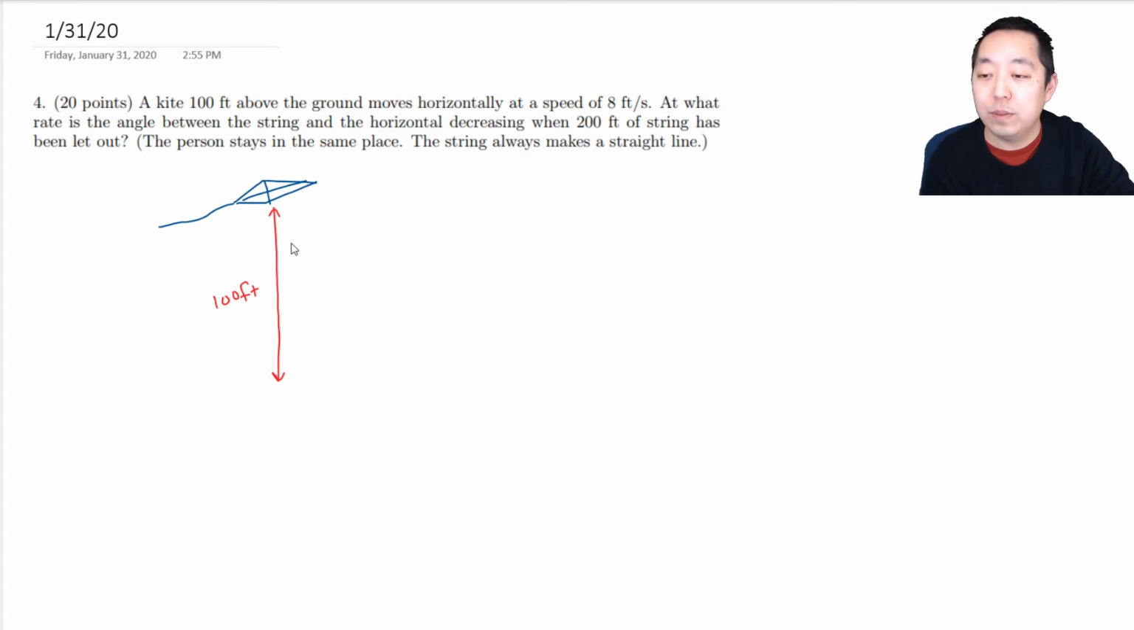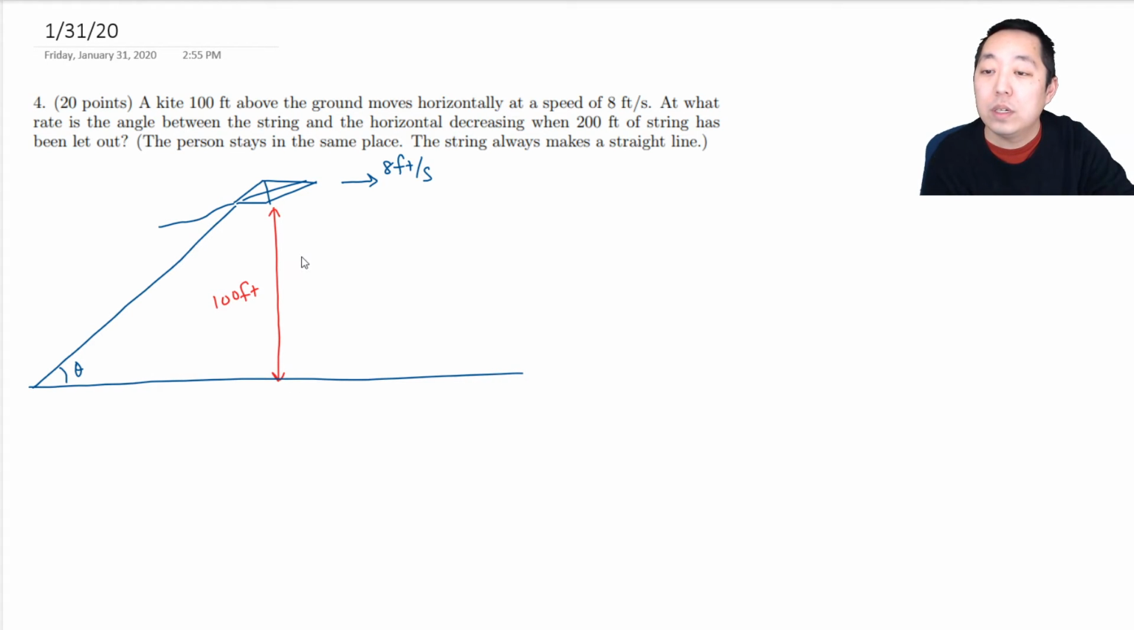Okay, so it's 100 feet above the ground, moves horizontally at a speed of 8 feet per second. That's how I like to write it visually for me, as long as I understand what's happening. At what rate is the angle between the string and the horizontal decreasing? So it's the string, and when the string has been let out, this is the string and this is the angle, and as it travels this way, the angle is going to decrease as it moves along here.